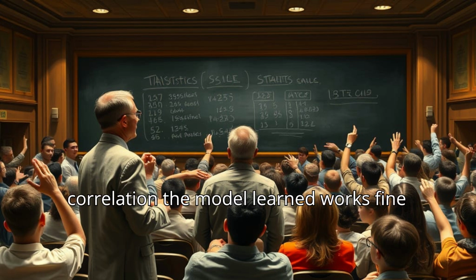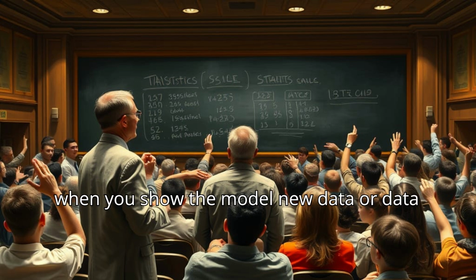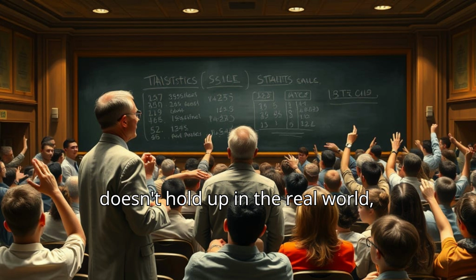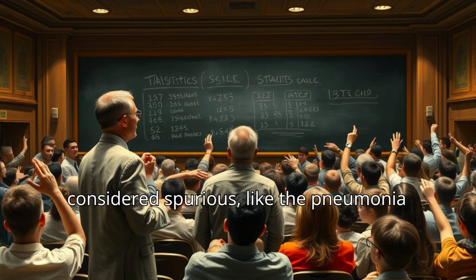It means the correlation the model learned works fine on the training data, but it breaks down when you show the model new data or data from a slightly different environment. It doesn't hold up in the real world, basically. Right. We say the model overfits to the training data. Those correlations that are specific to the training set and don't generalize are considered spurious.